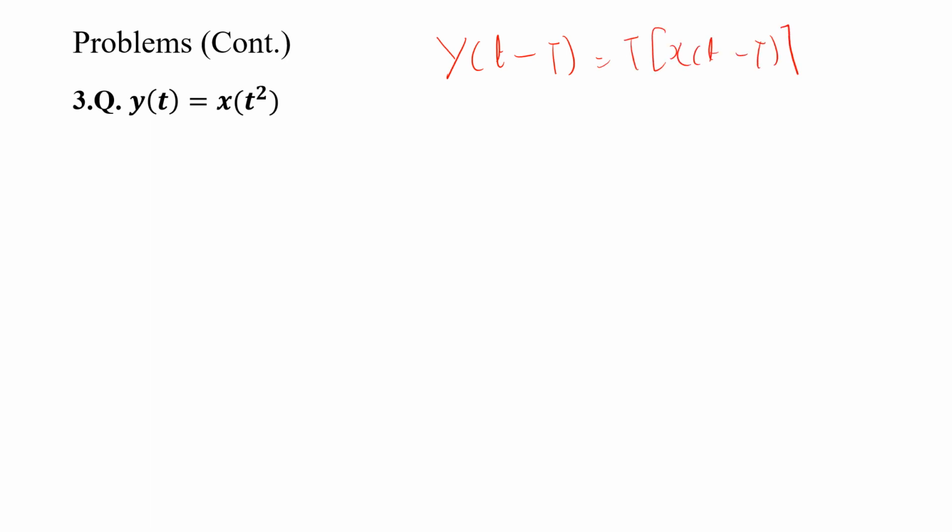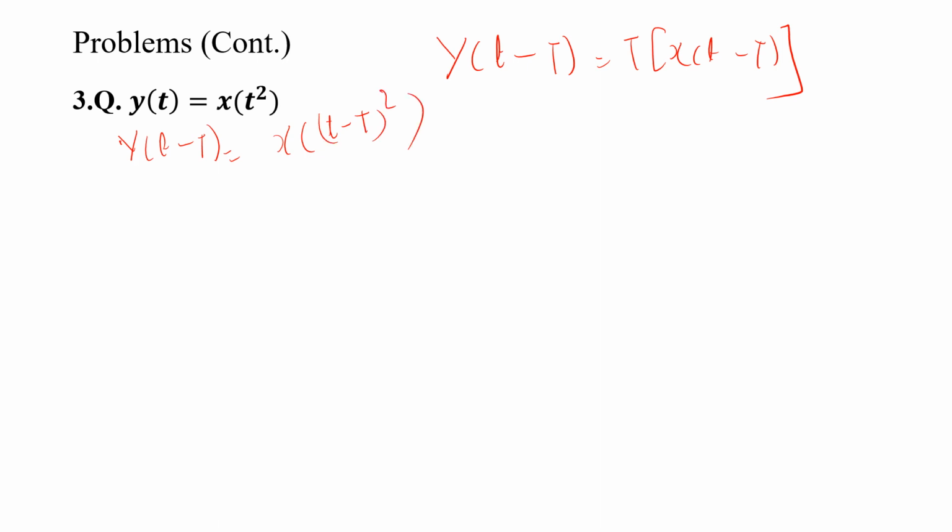Okay, so third problem we can go, that is y of t is equal to x of t square. So what to do? First, what is the theorem? It says that y of t minus T is equal to transformation of x of t minus T, then it is time invariant, otherwise time variant. So here I will write what is y of t minus T. In place of t put t minus T. So x of (t minus T) whole square.